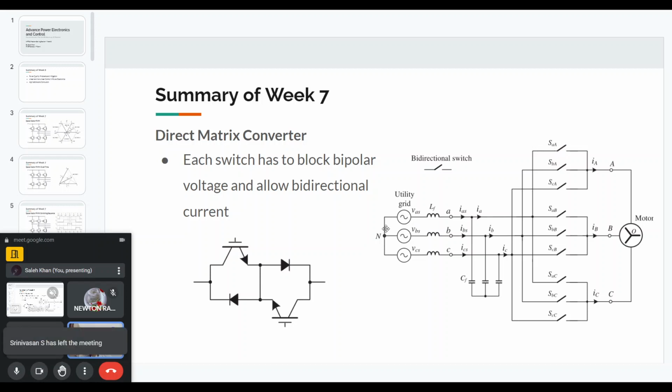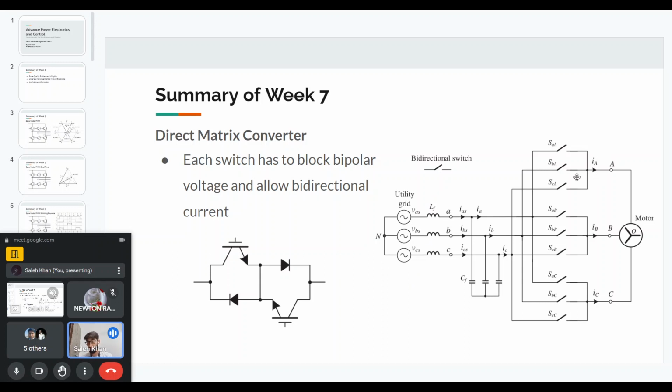And as we know, for three-phase AC voltages, the line voltage is also an AC voltage. So that means the switch SAA has to block bipolar voltages, positive as well as negative voltages. And similarly, you can see for CA also, the voltage that will come across it will be VBC basically. So all these devices have to block positive as well as negative voltage. They have to block the line voltage of the input that can be positive as well as negative.